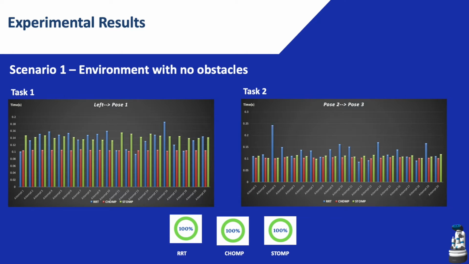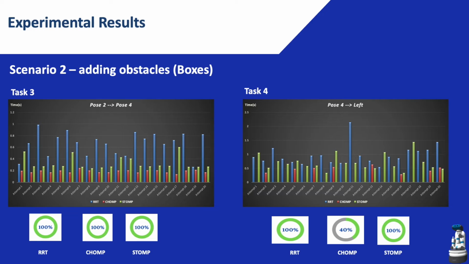Next is the planning time and the success rate, which we were taking in the three different scenarios. The bar chart illustrates the planning time for each of the planning algorithms tested in the obstacle-free environment, completing 20 attempts for both task 1 and task 2. With no obstacles, the CHOMP planner has the least time taken to plan for all 20 attempts for task 1 and task 2, while RRT has the longest time to compute the trajectory for both tasks. Also, all planners completed task 1 and task 2 with a 100% success rate.